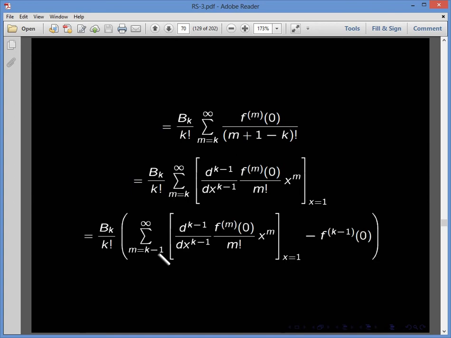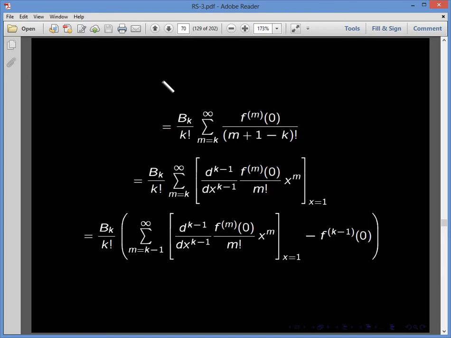So I throw in k minus 1, but it's up to k, so I have to cancel out that k minus 1. What happened with the k minus 1? If you go in and plug in k minus 1 there, that old 0, you're just left with the k minus 1 and 0 in there. Okay? But this is the Taylor series of the k minus 1st derivative of f of x. And plug in 1, then you get that value.